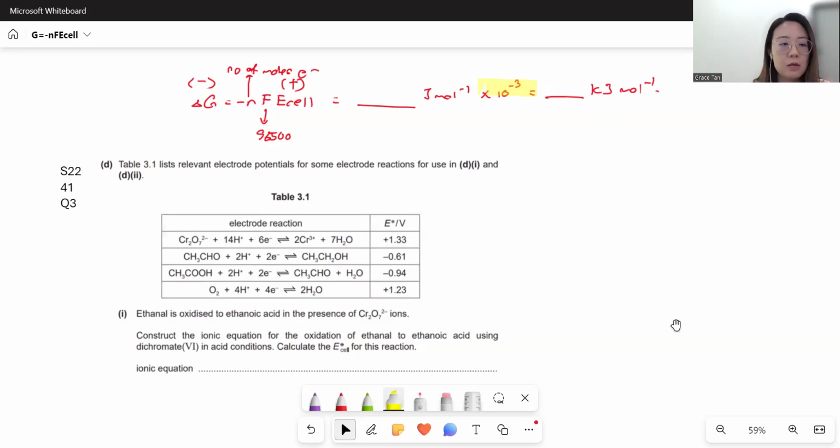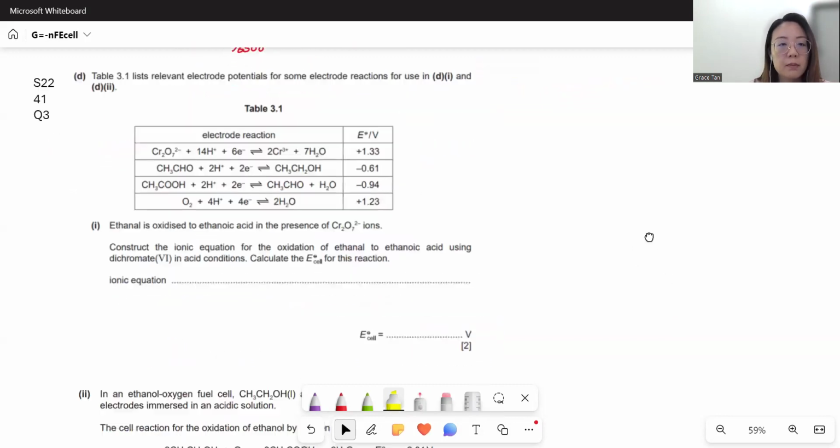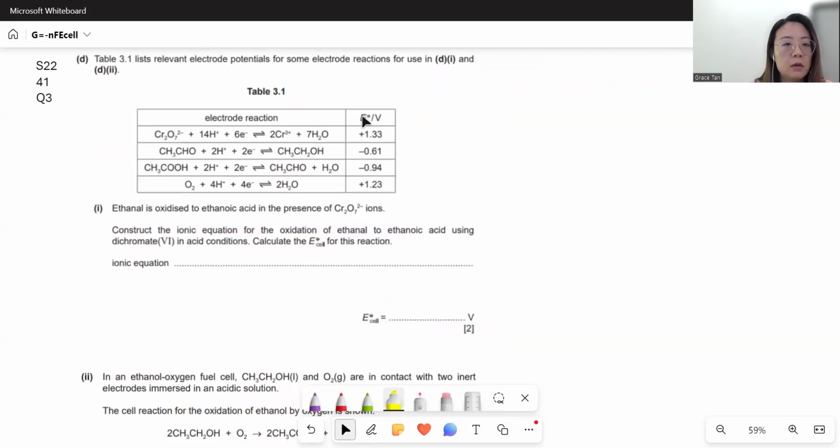Now let's take this question, summer 22, to start some simple practice. Okay, so ethanol is oxidized to ethanoic acid in the presence of dichromate ion. So ethanol, I can find ethanol here. It was oxidized to ethanoic acid, so obviously it's this half equation here.